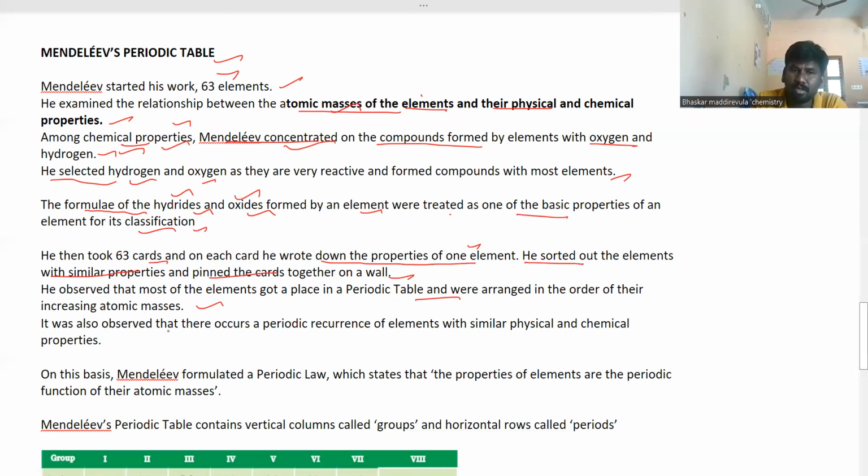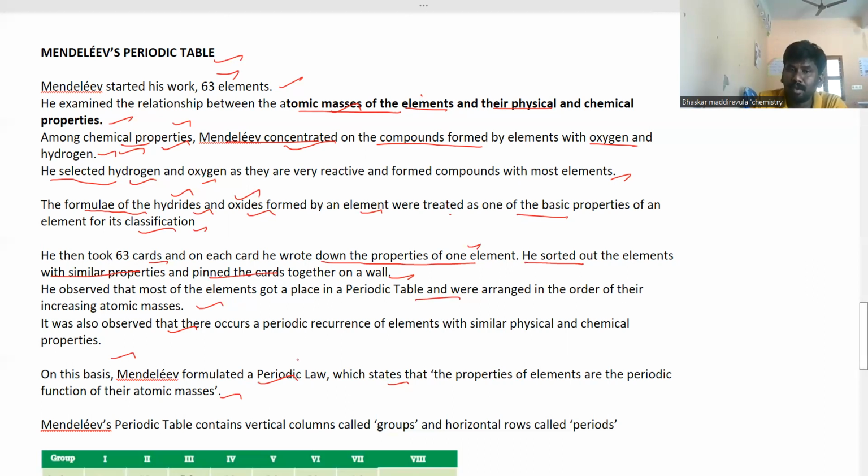It was also observed that there was a periodic recurrence of elements with similar physical and chemical properties. While arranging elements, he observed that the physical and chemical properties repeat after a certain interval. Based upon that, he gave one law called Mendeleev's periodic law. According to this law, the properties of elements are periodic functions of their atomic masses.